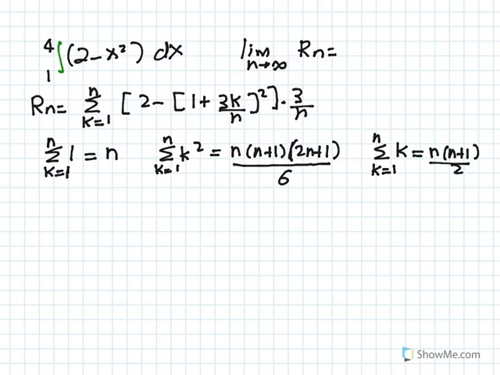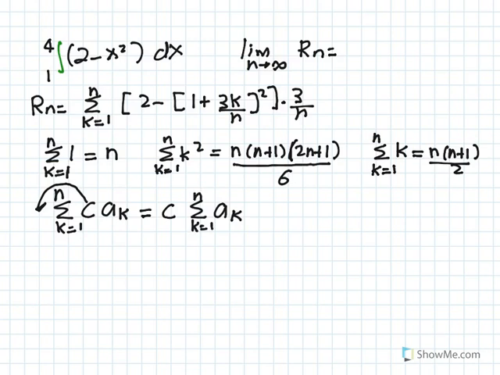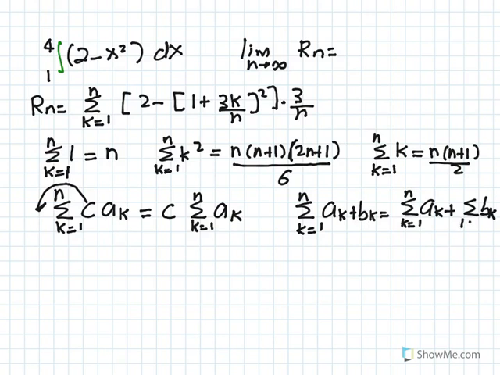We need a few more tools. The summation of c times a_k, c being a constant, k goes from 1 to n: the constant passes right through the summation and we get c times the summation of a_k, k goes from 1 to n. Also, if you have the summation, k goes from 1 to n, of a_k plus b_k, we can split up the summations. That's the summation of a_k plus the summation of b_k, k goes from 1 to n.